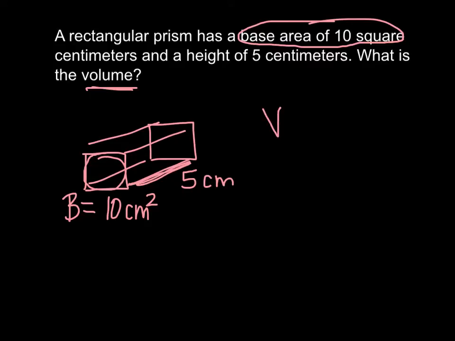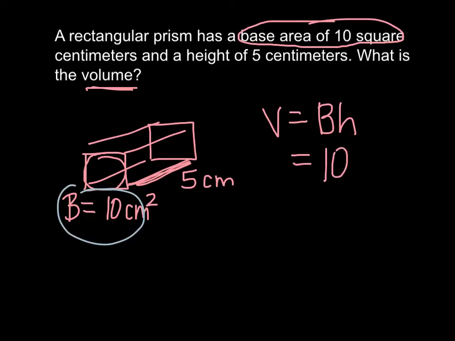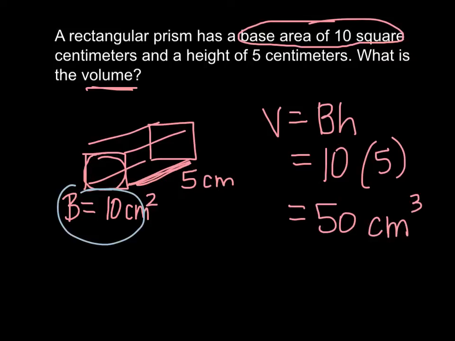Well, let's think. The formula is volume equals big B times H. Well, look, we already know what big B is. So all we have to do is substitute in 10 for big B times 5 for the height. So we know that the volume is 50 centimeters cubed.